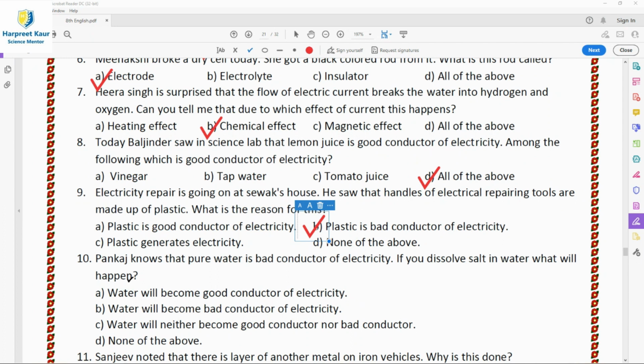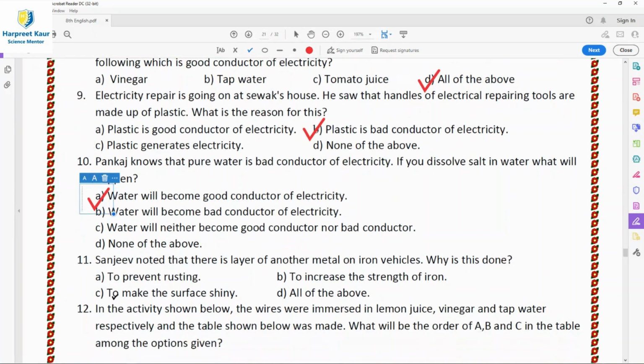So distilled water doesn't conduct electricity, and we make distilled water conduct electricity by dissolving these salts so that ions are provided and electric current can flow through it. So option A, water will become a good conductor of electricity, is the right answer for this question.